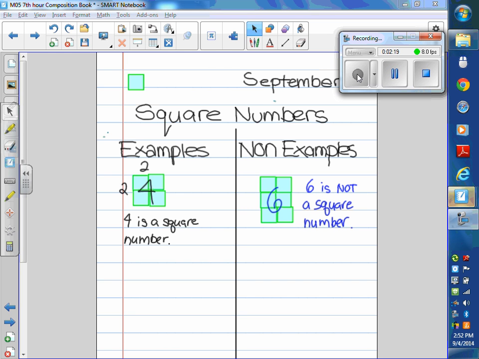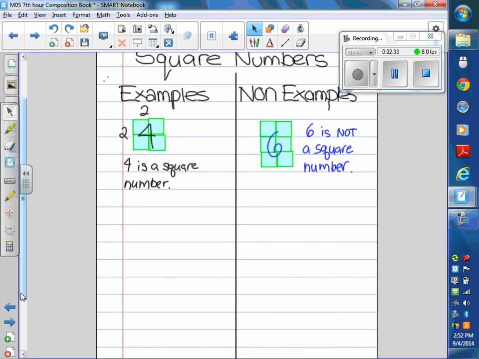Can you give me a square number that's between 15 and 30? Anything? Is 20 a square number? How can we test that? What could I do with the tiles? What do you have in front of you? Well, how can I tell with 20 tiles? What if I got 20 tiles?